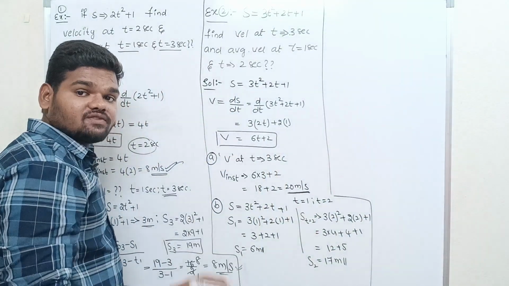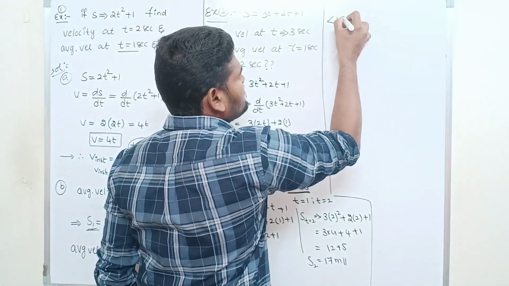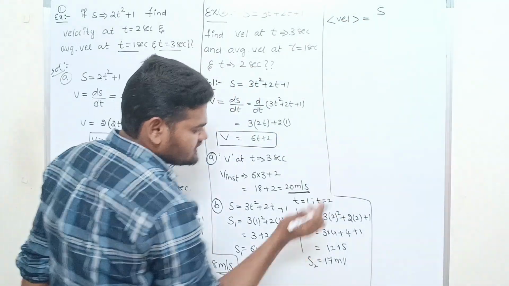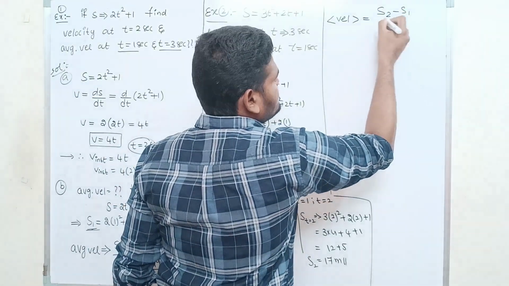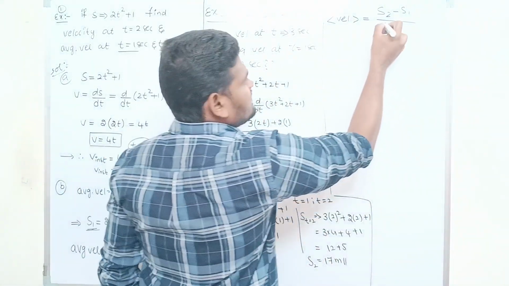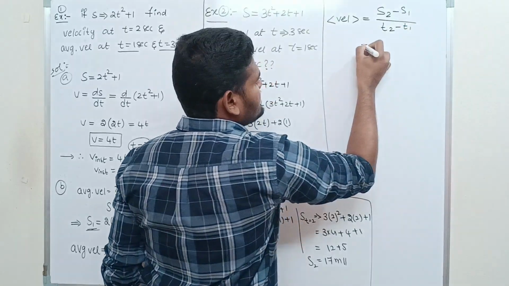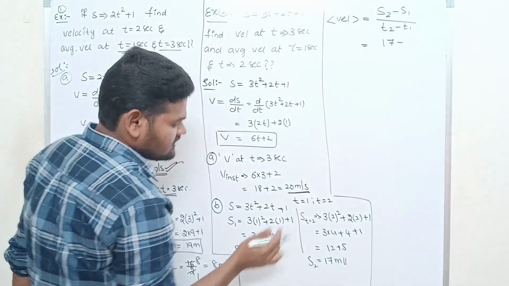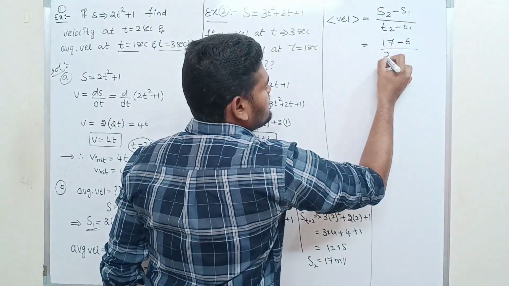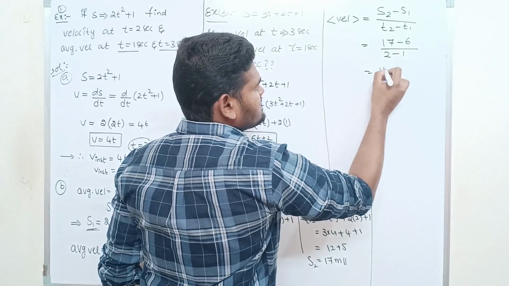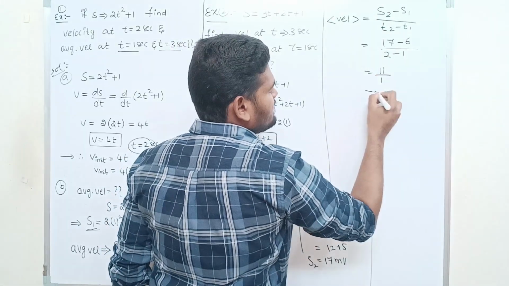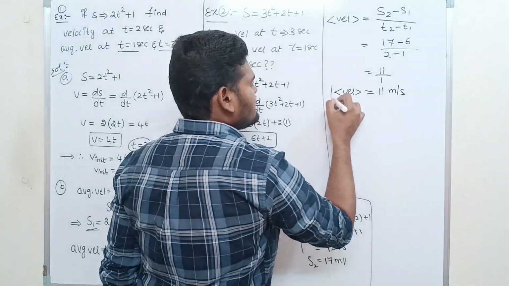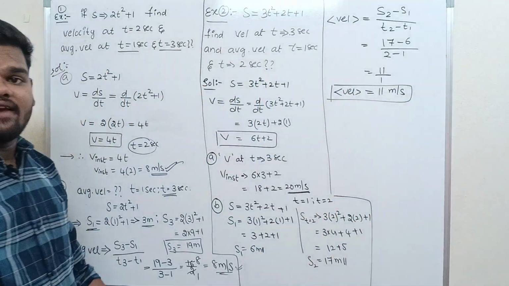Right. So now what do we have to find? We have to find average velocity. So average velocity means what? Displacement of the object at 2 seconds minus 1 second divided by t2 minus t1. What is S2? 17 meters, minus what is S1? 6 meters, divided by 2 minus 1. 17 minus 6 is 11, divided by 1, which equals 11 meters per second. What is this? Average velocity. This symbol shows what? Average.